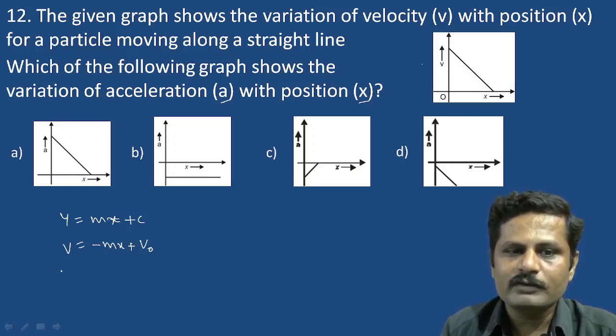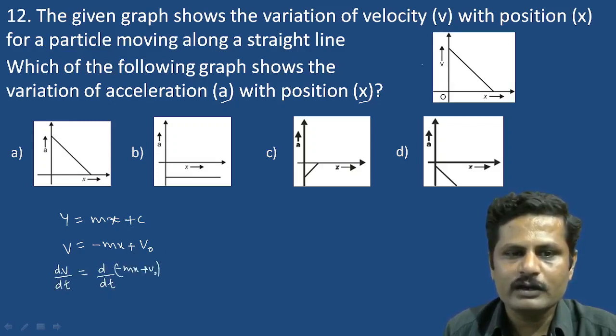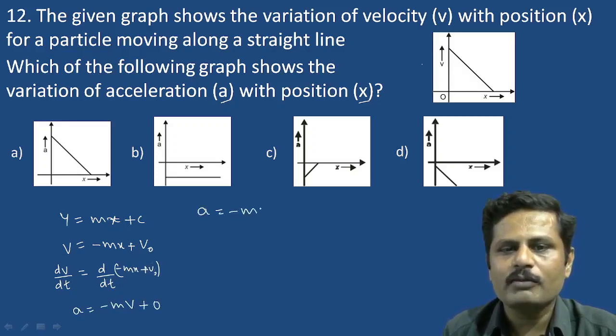Now if I differentiate this equation with respect to time, we get dv by dt equals d by dt of minus mx plus v0. Whenever I differentiate this, dv by dt is acceleration, and differentiation of minus mx gives minus m, dx by dt is velocity, plus the differentiation of the constant is 0. So we get acceleration equals minus m v.